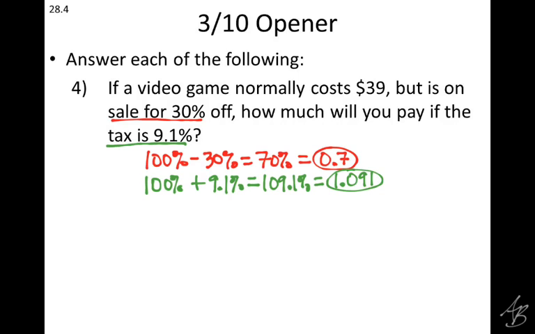So what do we start with? The $39. So we start with the original price of the video game, and then we're going to change it by multiplying by each of these multipliers. So multiplying by 0.7, that's going to give us the price after the discount. And then what do we need to do? Multiply by 1.091 to get the price after the tax is added in. All of that together gives us what? 29.78 43. Okay.